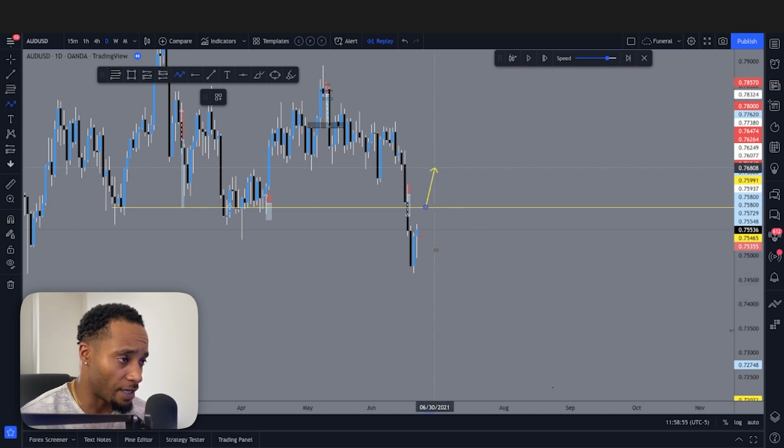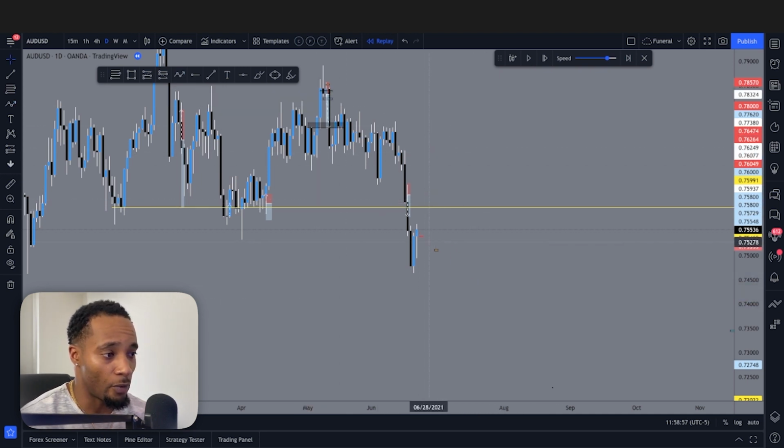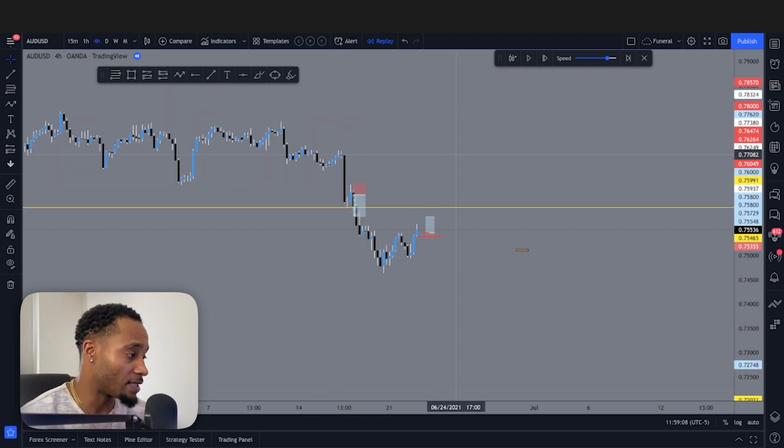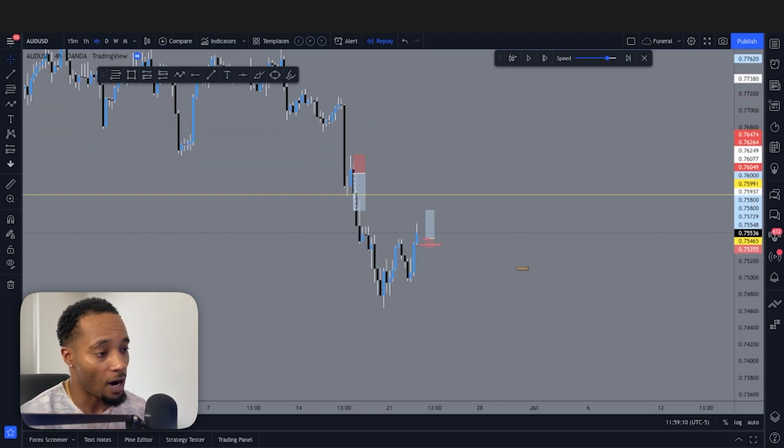Or if we want to break it to the upside, who knows? But we're currently making our way back up to at least this area is what I identified for me. So I know I have room to go from this candle to this line if I want to look for buys, but I need to make sure that all my time frames are in alignment before I buy this market.